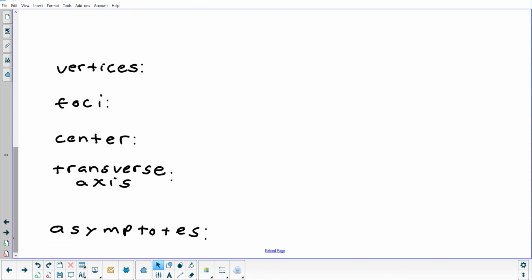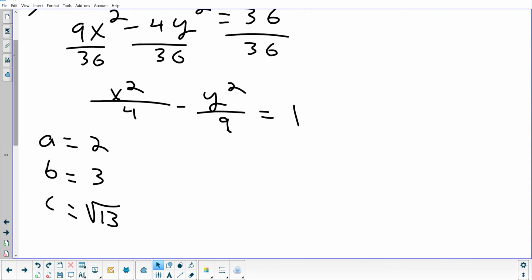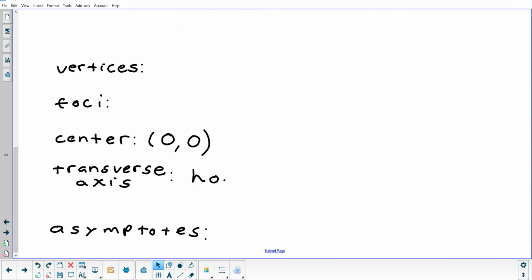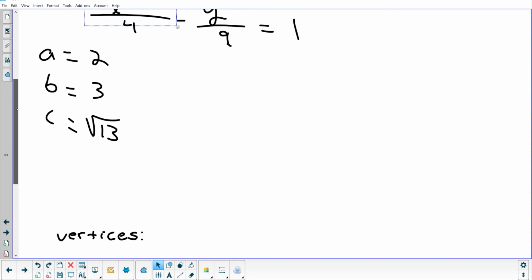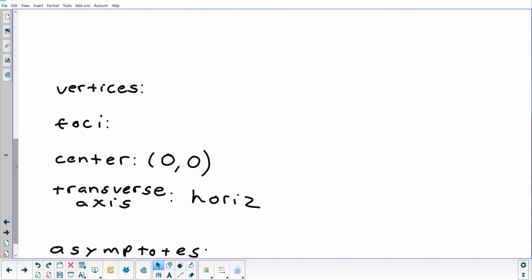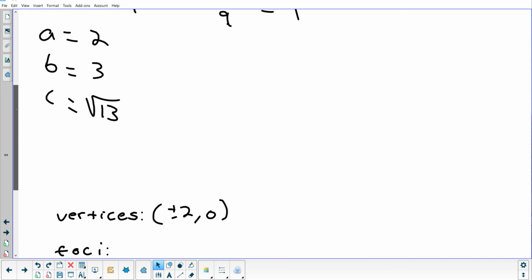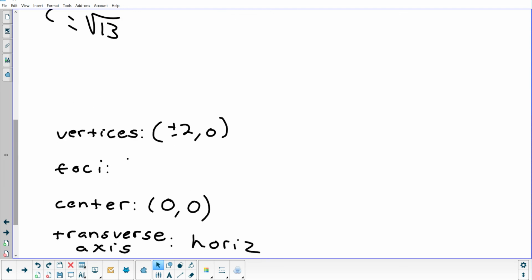Okay. What's my center? 0, 0. Do that first. Transverse axis goes which way? The x is positive, so horizontal. How far away are the vertices from the center? 2 units, left and right. So positive or negative 2, 0. How far away are the foci? So what would be your coordinates there? Plus or minus the square root of 13.